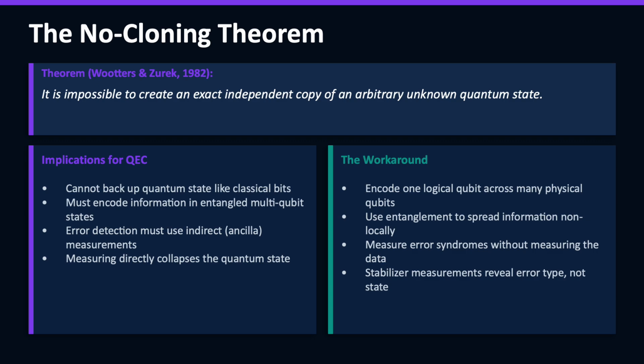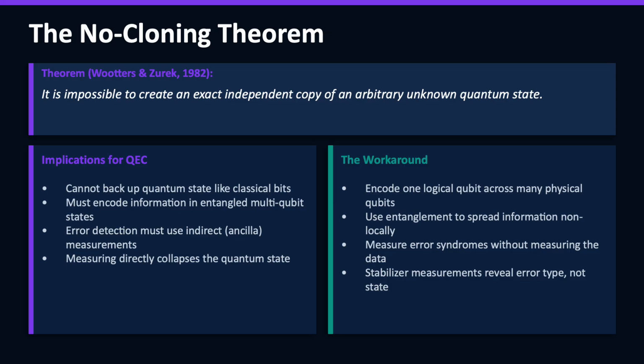The no cloning theorem. Here is where the story gets philosophically interesting. Your first instinct for protecting information against errors might be to just make backup copies. If your hard drive fails, you restore from backup. If one copy of a document gets corrupted, you still have the other. Classical computers do exactly this. They use redundancy as their primary defense against error.